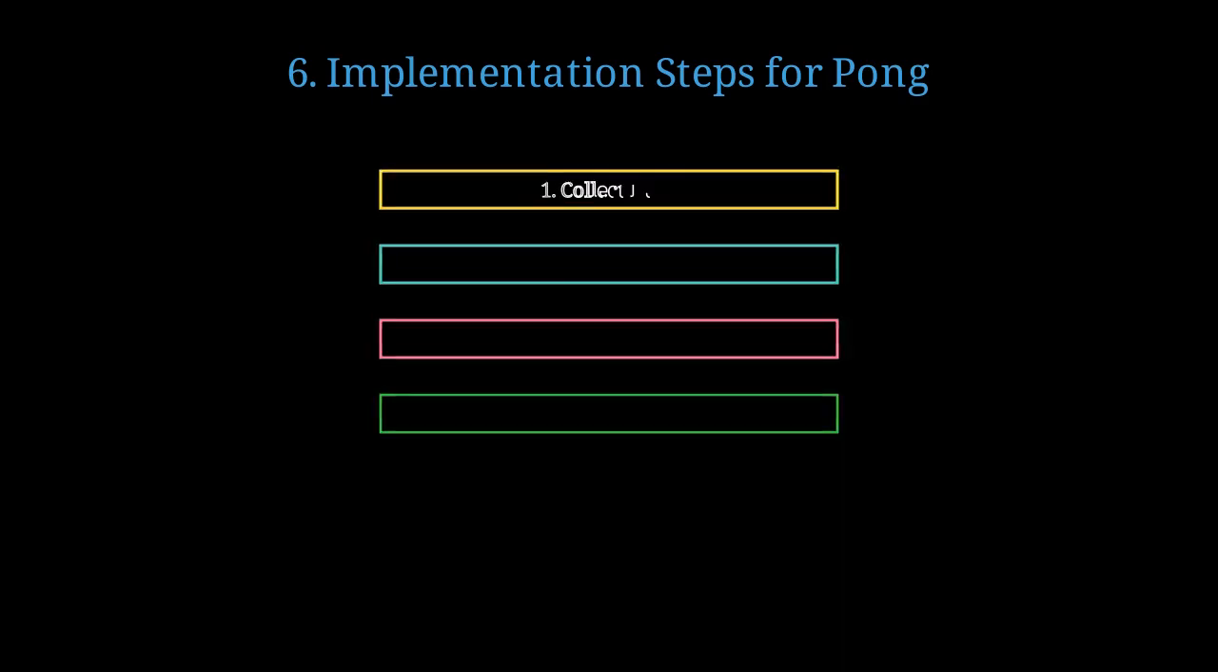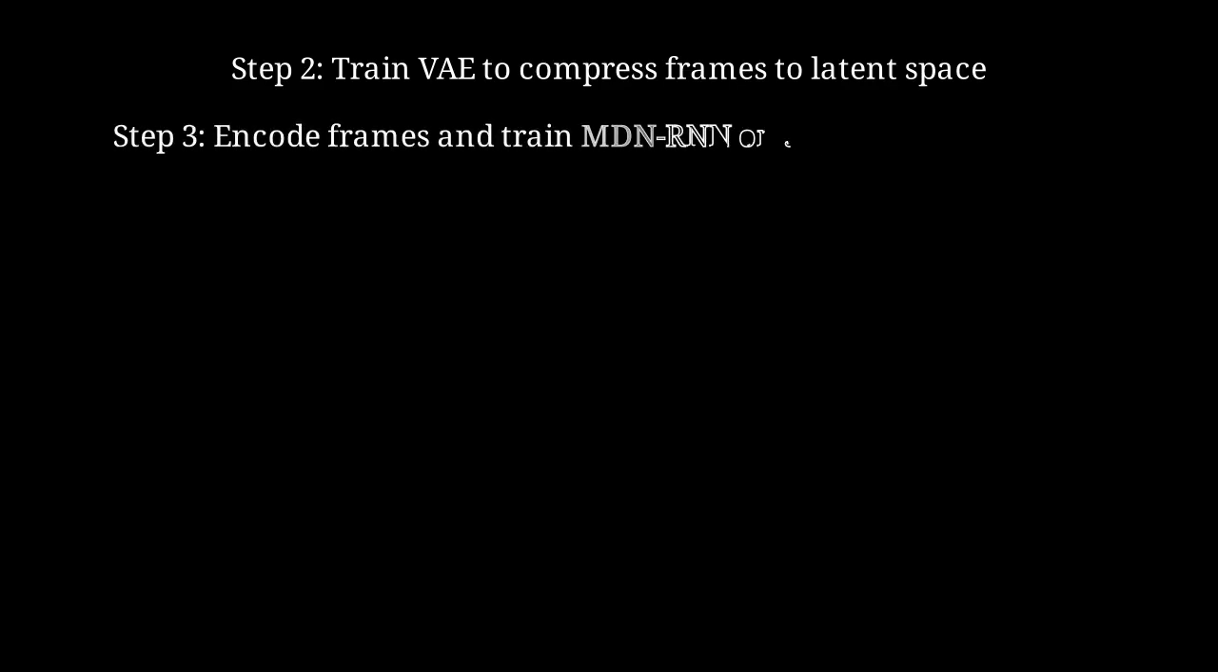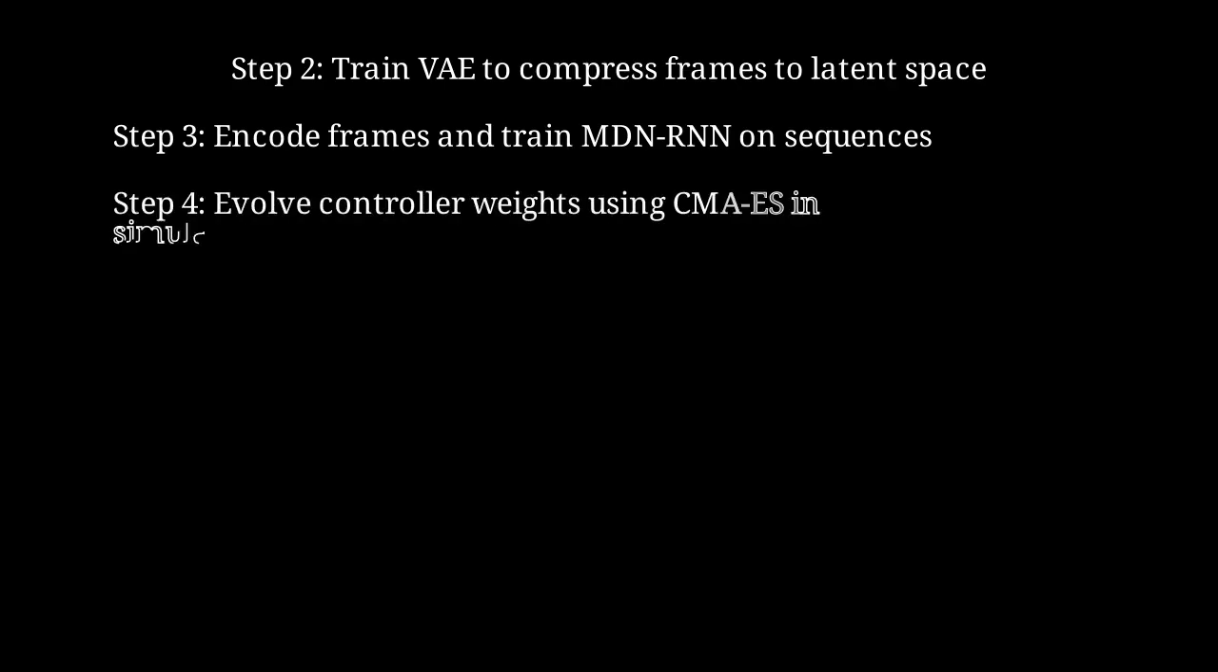Let's outline the concrete implementation steps for Atari Pong. The implementation follows 4 clear steps: collect data, train the VAE, train the RNN, then train the controller. Step 1. Generate 10,000 random game episodes in the Pong environment using OpenAI Gym. Step 2. Train a convolutional VAE with 32 latent dimensions on these frames. Step 3. Encode all frames using the trained VAE, then train an MDN-RNN with LSTM on action sequences. Step 4. Use CMA-ES to evolve a linear controller that performs well in the simulated world model.